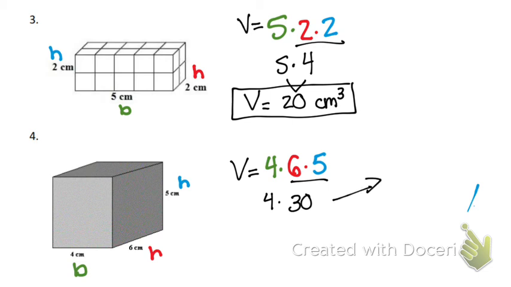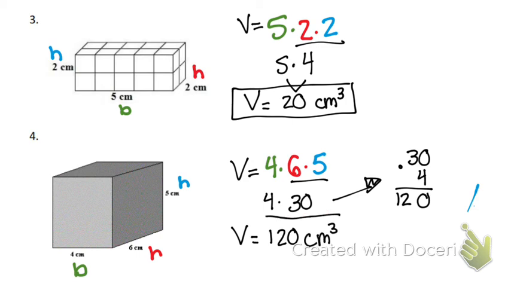So I'm going to show you how I would do this over here. Bigger number on top, smaller number on the bottom, and we're going to multiply. 4 times 0 is 0. 4 times 3 is 12. So that means that our answer would be 120. Volume equals 120, and this is going to be in centimeters cubed. So it does not matter which one you multiply first, as long as you multiply all three values together.